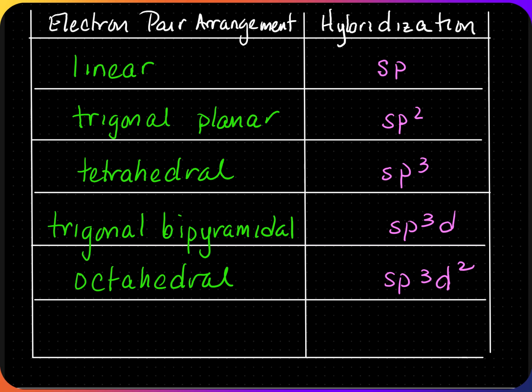If I have linear and there's 2, sp, so we know the hybridization is going to be an sp hybridization, which will look like this. Trigonal planar is sp2 because it has 3.